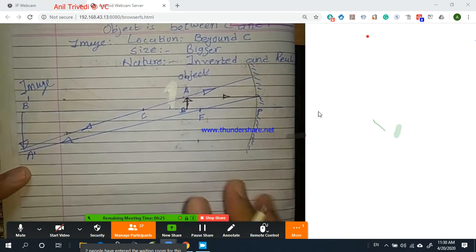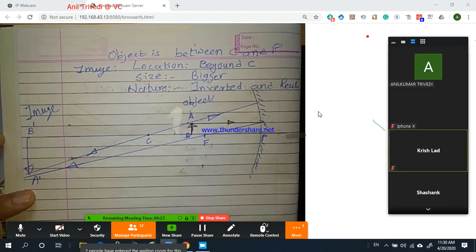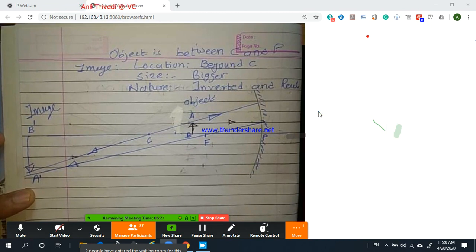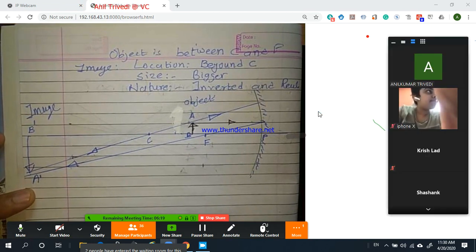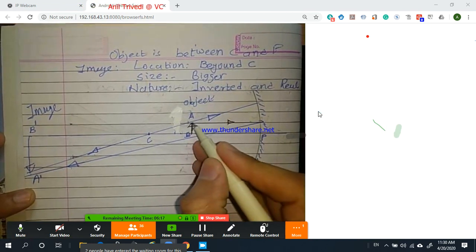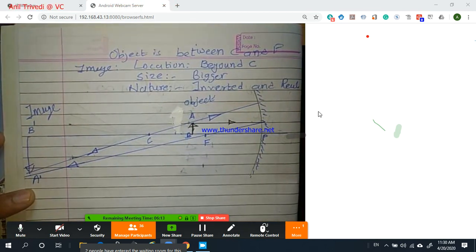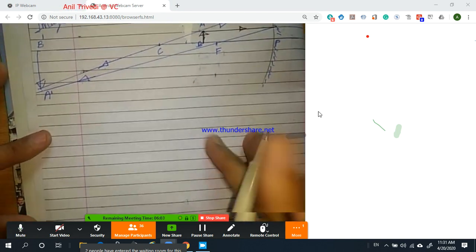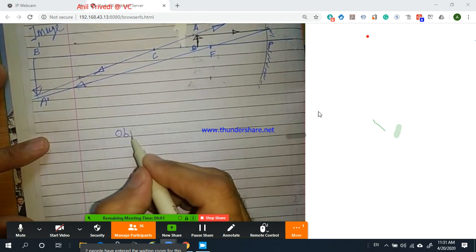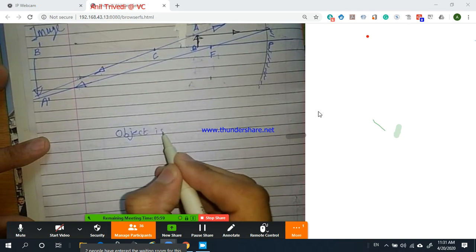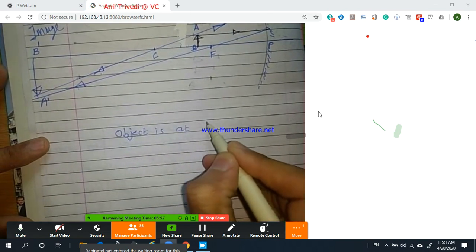Okay then. Any doubt in this part? No, sir. So when you draw the diagram, make sure the object is smaller in size, then your ray diagram would be fine. Is it clear? Yes, sir. Next is object is at focus. Object is at F.